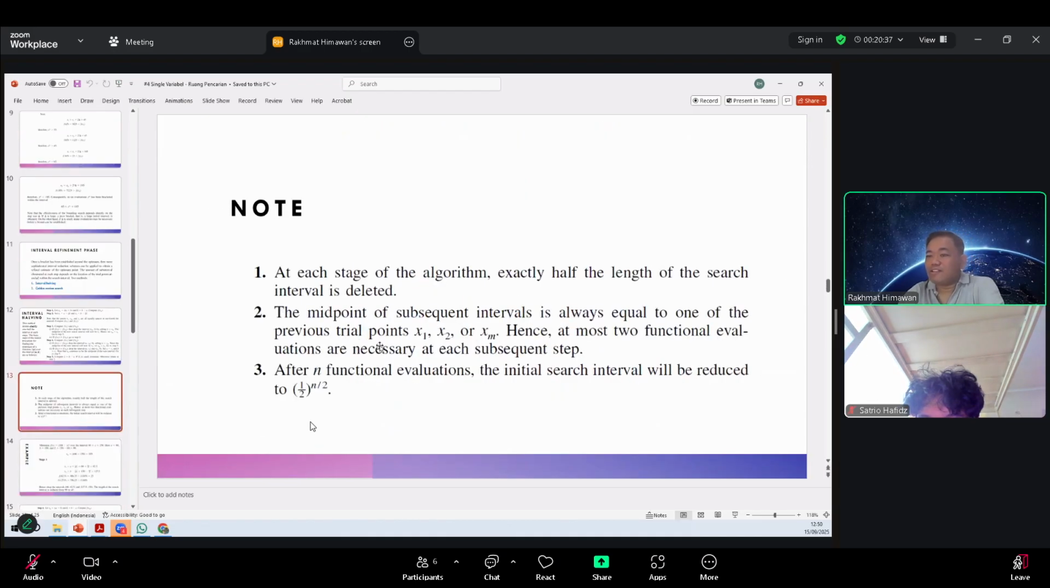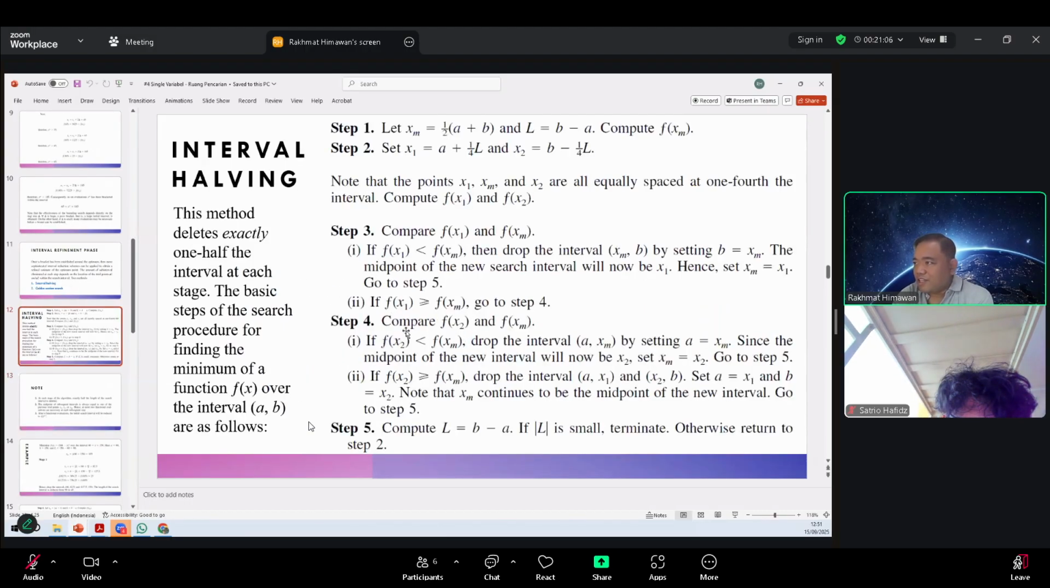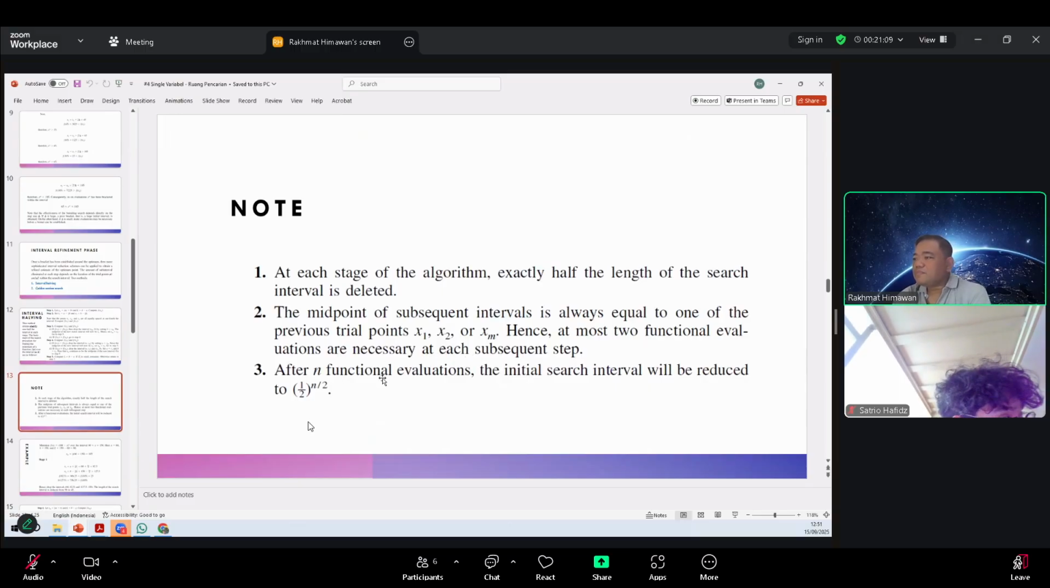So let's go on to the example here. Note before the example, at each stage of the algorithm, exactly half the length of the search interval is deleted. And the midpoint of the subsequent interval is always equal to one of the previous points, x1, x2, or xm. Hence, at most two function evaluations are necessary at each subsequent step. The evaluation means finding out f(x), based on x1, x2, and xm.